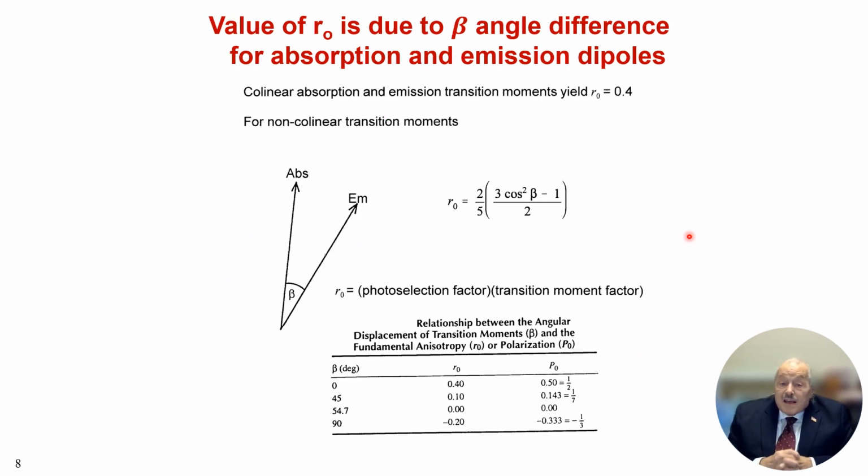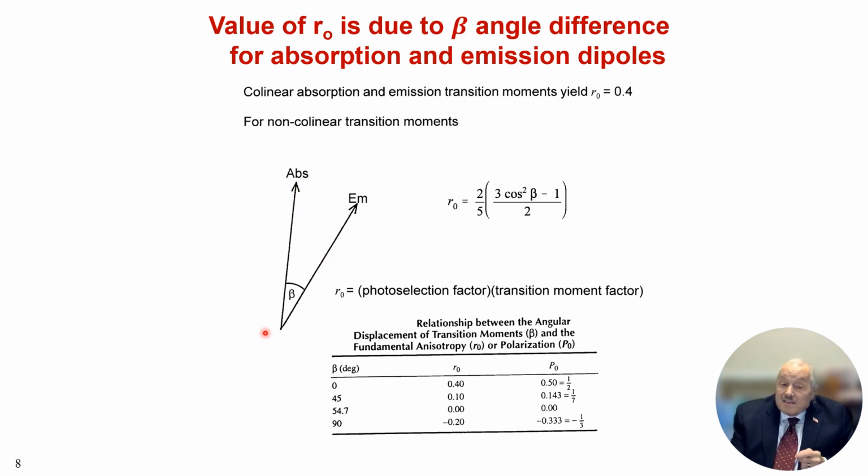Okay, why is that anisotropy not... I can't go back on this program. Why is the anisotropy different from 0.4 if that's where many of the transition moments are localized in the ground state? And that's because there's another angle we have to consider.